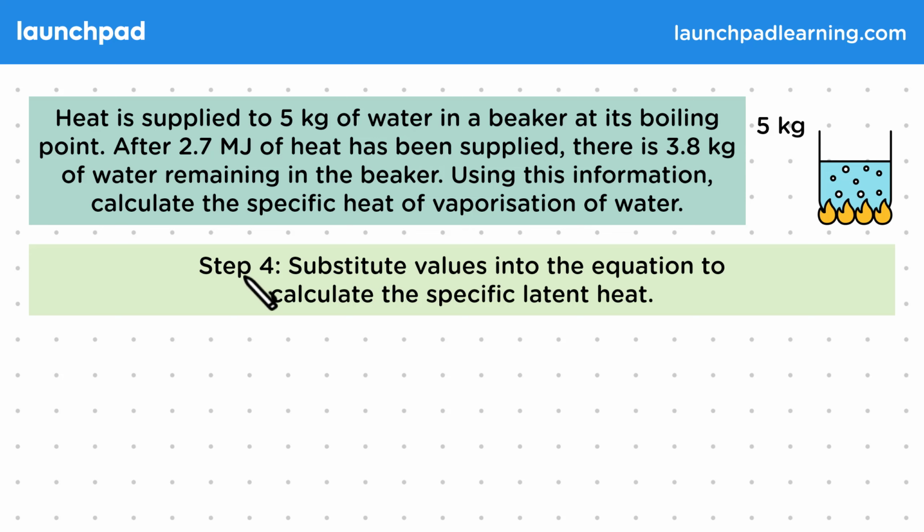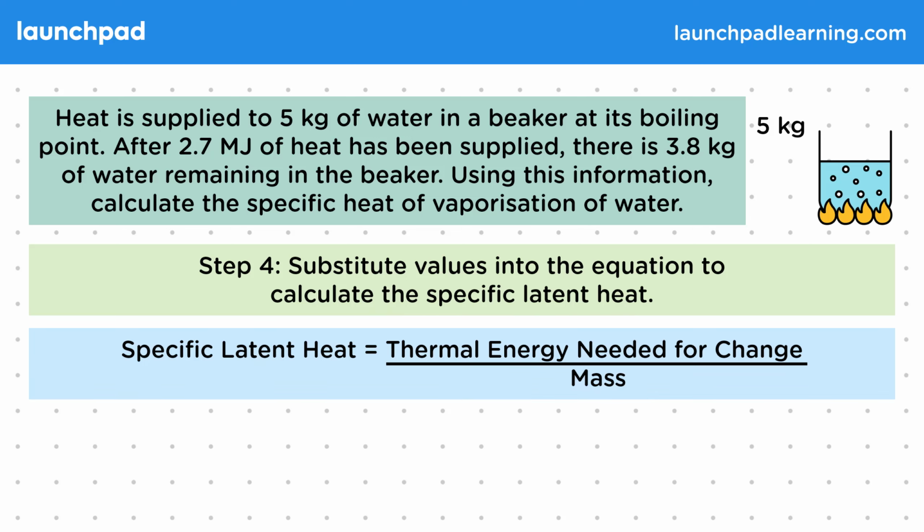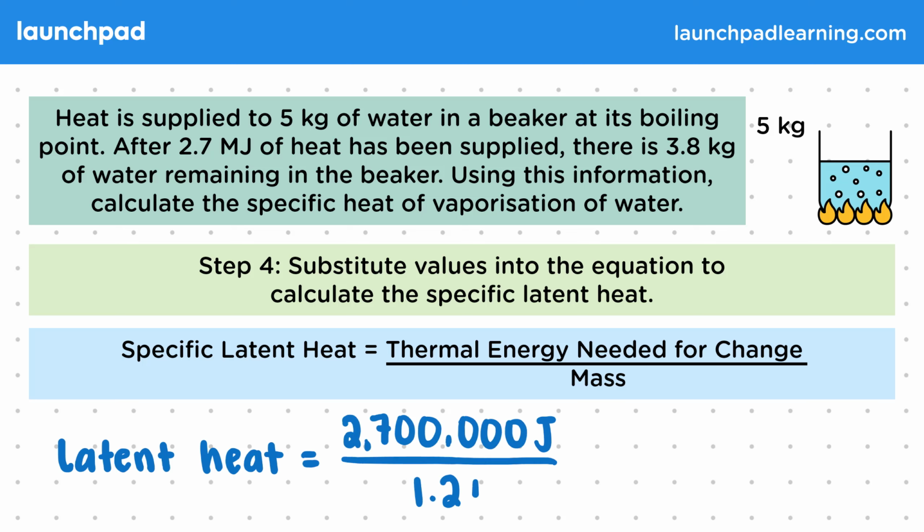Then for the final step, we want to substitute the values into the equation to calculate the specific latent heat. So the latent heat is equal to 2,700,000 joules divided by 1.2 kilograms. That is 2,250,000 joules per kilogram. And we can also give the answer as 2.25 megajoules per kilogram, or 2.25 times 10 to the 6 joules per kilogram.